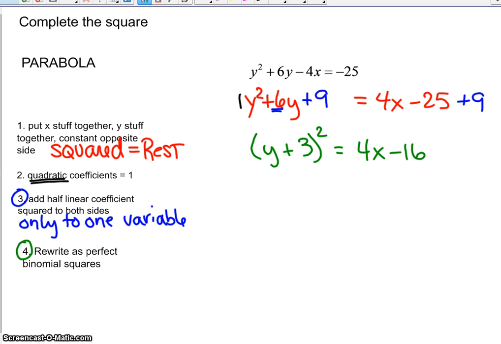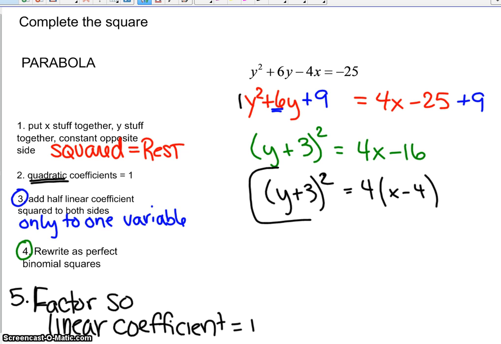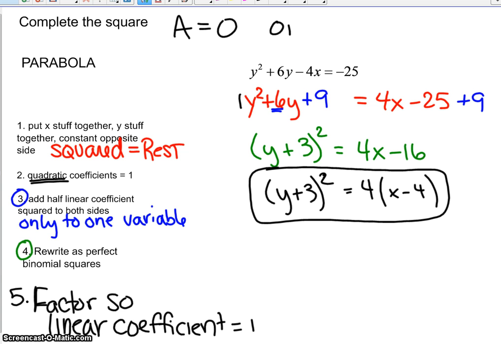Now, the piece that I will add in here for step number 5 is factor. So the linear coefficient equals 1. So now I'm going to go over here with my x piece. I'm going to factor out that 4. And now I have my standard form for my parabola. So just a little change there, not a big one. Because the fact with the parabola again, remember one of my 2 quadratic coefficients has to be 0. So I only have one part to complete the square with.